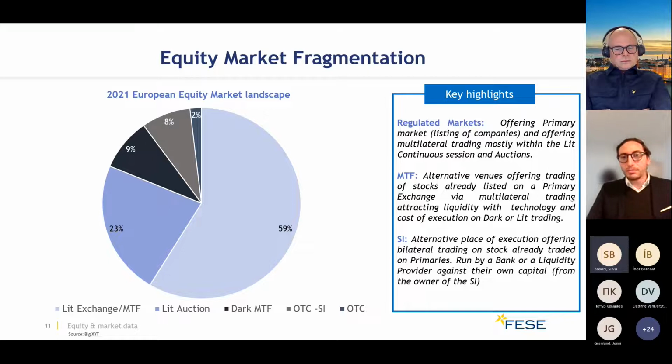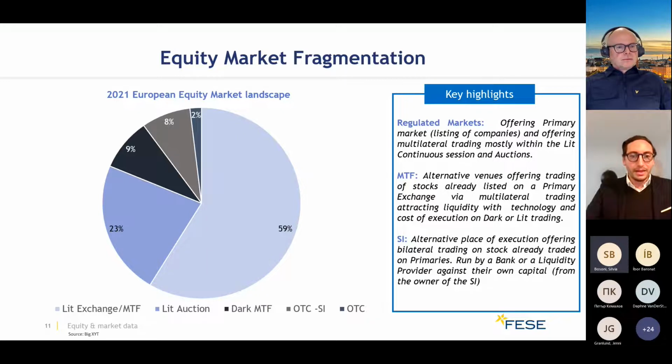Whereas regulated markets, primary venues and MTFs usually offer multilateral trading of stocks across continuous and auction trading phases, you may know that SIs distinguish themselves by offering alternative execution based on bilateral trading and not multilateral, like I said before, and are usually run either by a bank or a liquidity provider trading against its own capital. Looking at the figure, you can easily understand that there is very fierce competition between MTFs and lit exchanges in order to attract as much liquidity as possible in their order books.